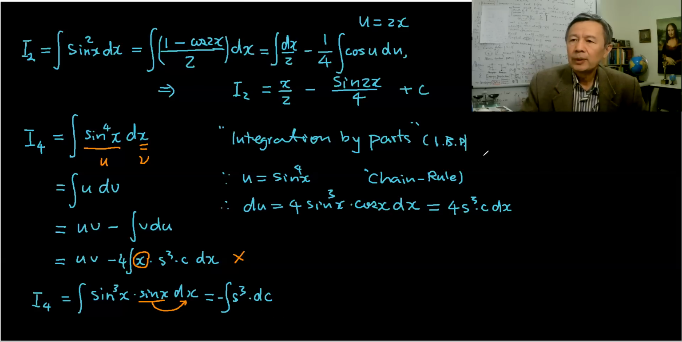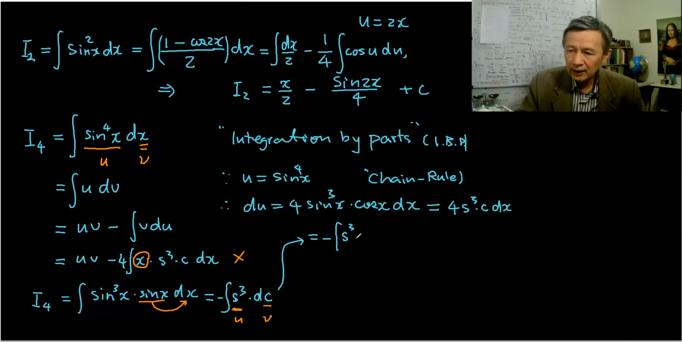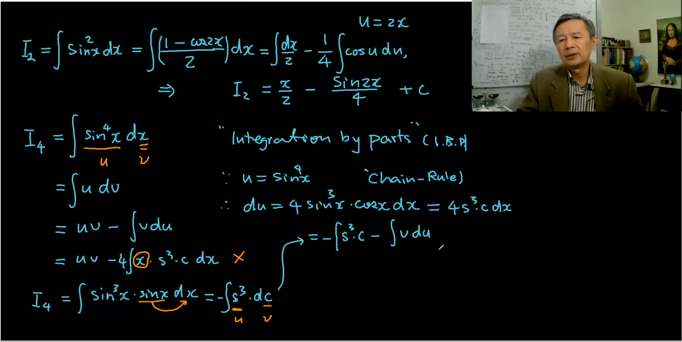Okay, then we will use integration by parts. Good, that's fine. So here I will call this our U, and C is our V, okay? Using the integration by parts formula, what we have is negative S cubed times sine times cosine minus the integral of VDU. Yeah, that's VDU.